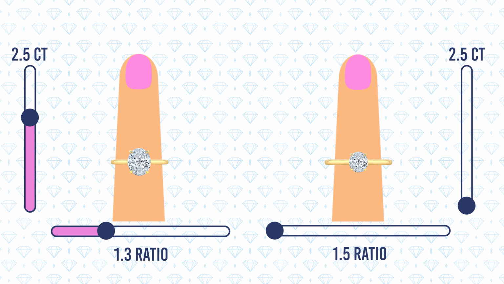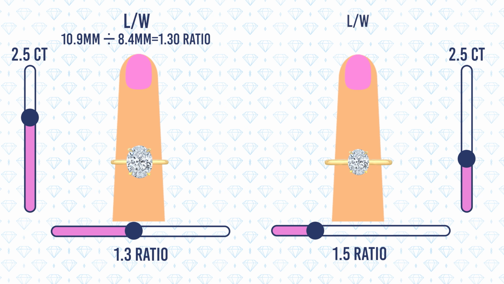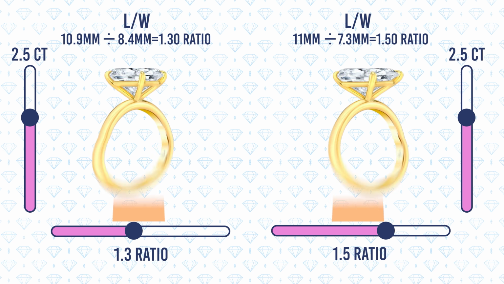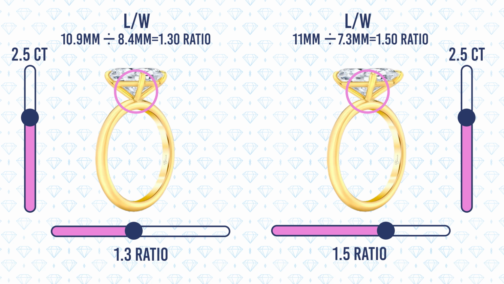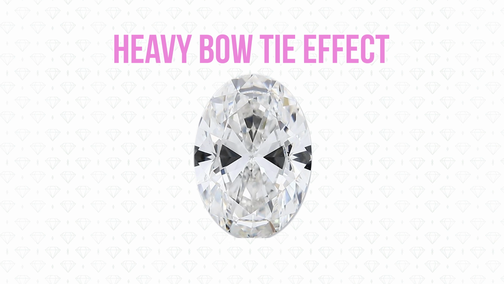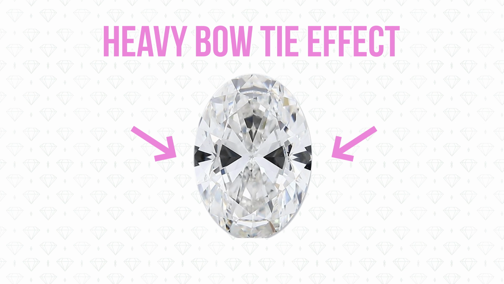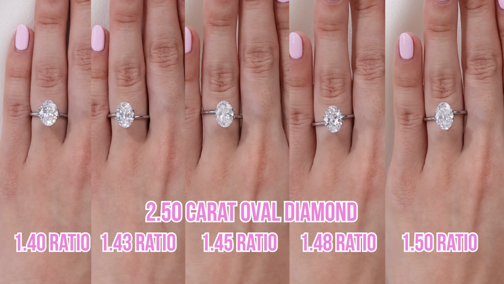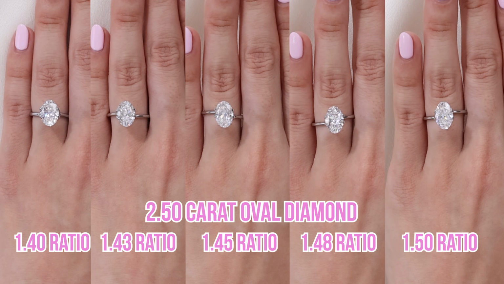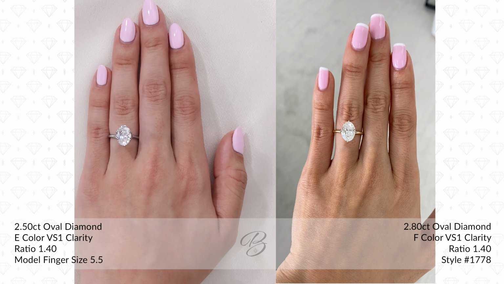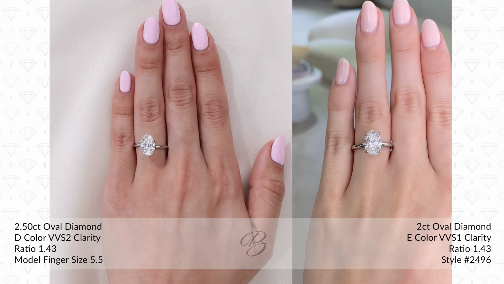in the low 1.3 range, because if it's the same carat weight as a 1.5 ratio and you're buying a 1.3, that means that all that weight that you're paying for is on the bottom of the stone. When a stone is too deep, you start to have windowing problems, maybe a very heavy bow tie in both directions. You're not going to get the maximum brilliance that you're paying for. So when you're buying an oval diamond, it's important to look at the measurement, the length and width, and if you do that calculation, it's going to give you the number.